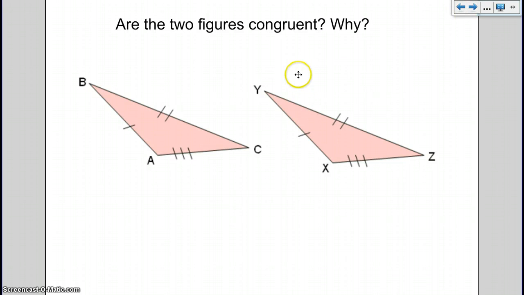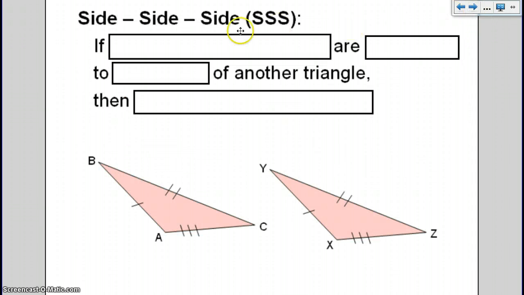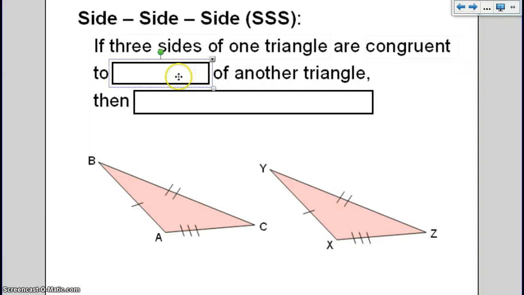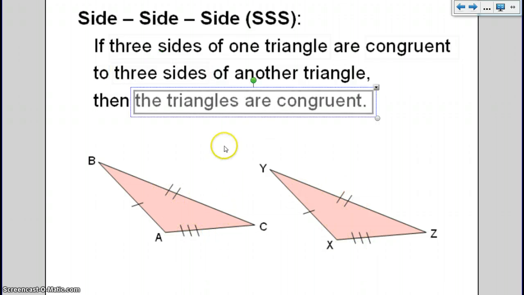Are the two figures congruent? Well, AB is corresponding to XY, BC is corresponding to YZ, and ZX is corresponding to CA. So the two triangles are congruent. The side, side, side theorem says that if three sides of one triangle are congruent to three sides of another, like here, 1, 2, 3 sides are congruent, then the triangles are congruent.